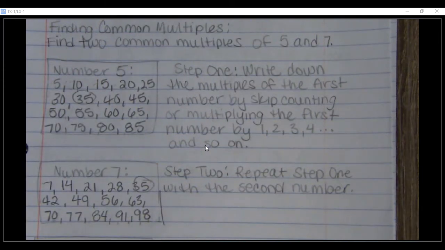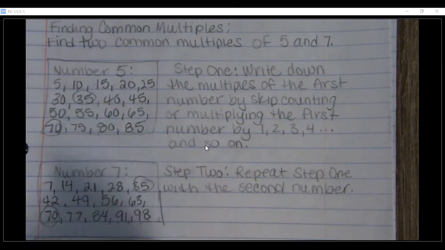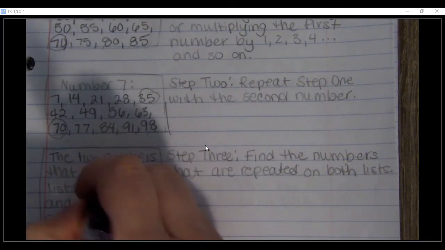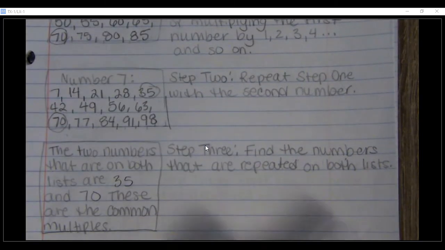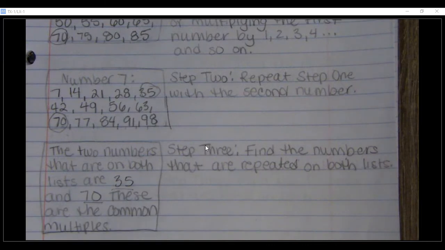Now if I look again, hey, 70 is going to be another one. So again, both my lists have 70, so that is going to be my second multiple. So the two numbers that are on both lists are 35 and 70. These are my common multiples. And I've answered the question. The first two common multiples of 5 and 7 are 35 and 70. Great. Let's continue on.